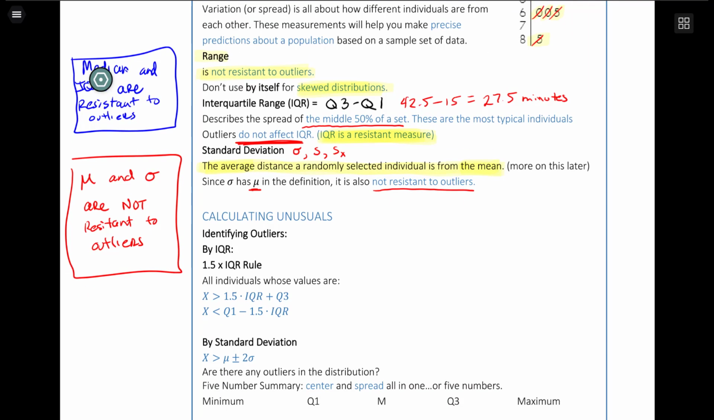Okay? Now, the last thing that we want to be able to describe is unusuals. Okay? So how do we calculate any unusuals? Well, we want to look for outliers. One way we can do that is with the IQR, and that's with the 1.5 times IQR rule. We have to do two calculations for this. And what we can find is that if an individual is more than 1.5 times the IQR more than Q3, it's going to be an outlier. Or if an individual is more than 1.5 times the IQR less than Q1, that's going to be an outlier. So that means we look at the upper and the lower end, the minimum and the maximum. We look in both of those directions. Let's go ahead and do that here.